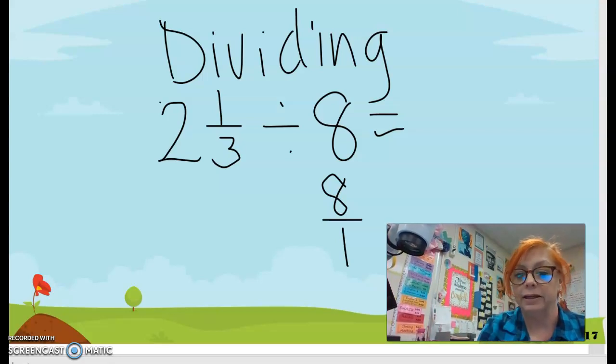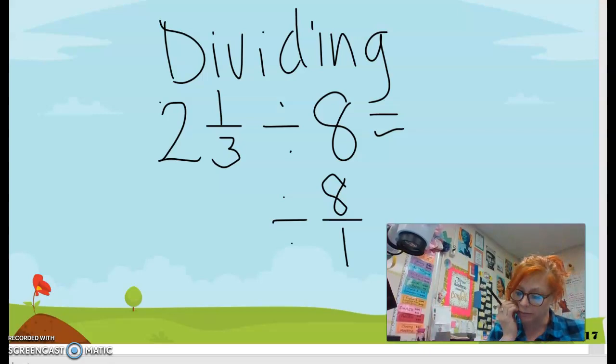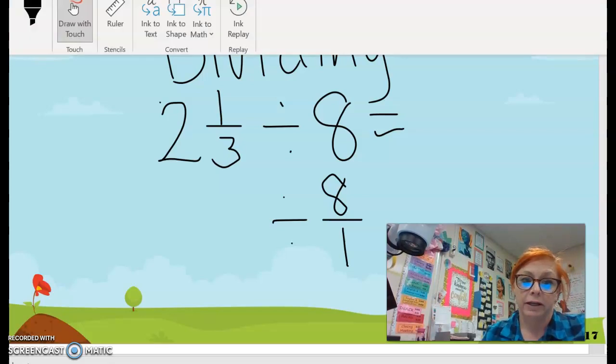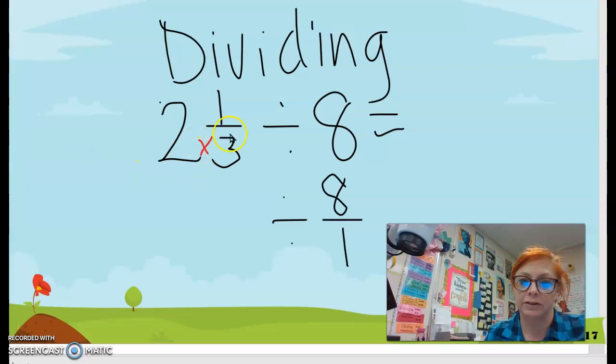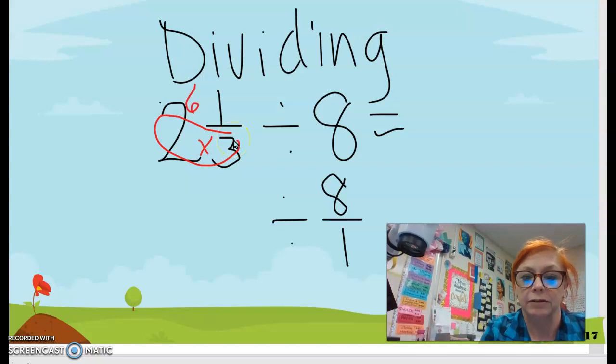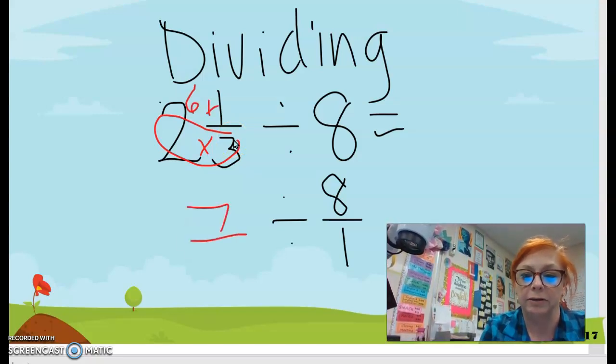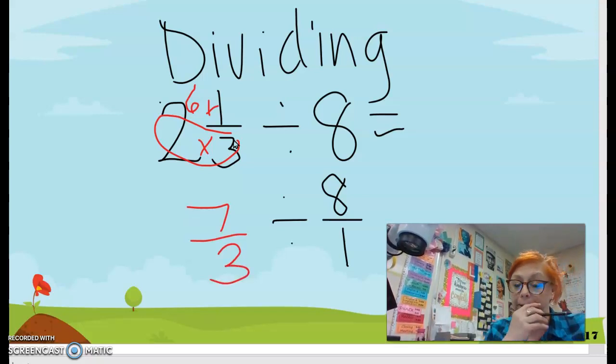Okay, then the second step is going to be we need to change 2 1/3 into an improper fraction. So how do we do that? First we times these two. 2 times 3, that's 6, plus 1, that's 7. My denominator stays the same, 3.